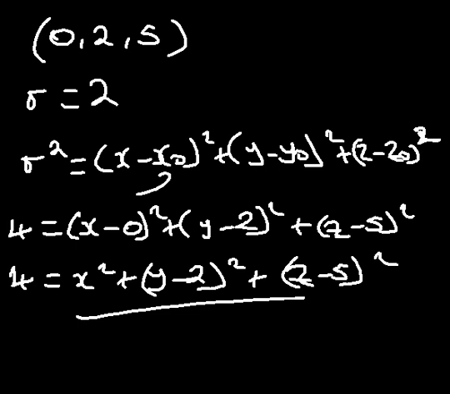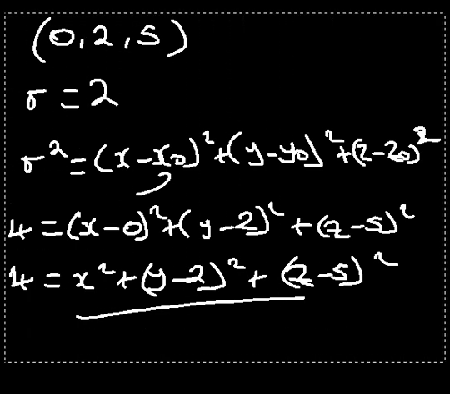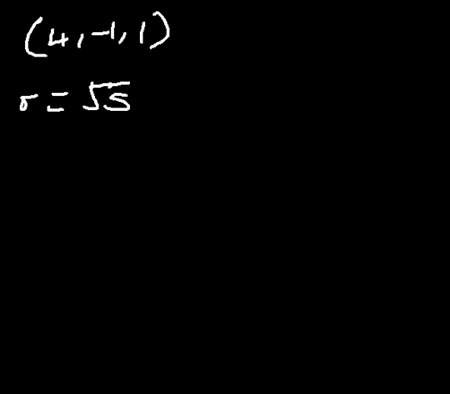And what if we have, let's say, this case: a center with coordinates given as 4, negative 1, 1, and the radius is given as the square root of 5. So what is the equation of this particular sphere? The principle remains the same, where this is x naught, y naught, and this is z naught. So take note of that.